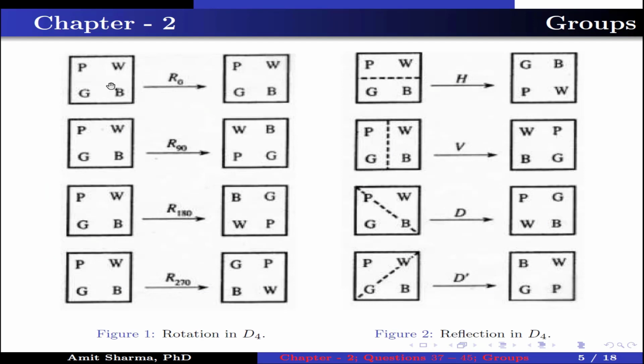Now R0 means rotate the square by angle 0 degrees in the anti-clockwise direction. We get this. R90 means rotate the square by 90 degrees anti-clockwise. We get this. R180 means rotate the square by 180 degrees anti-clockwise. We get this. And R270 means rotate the square by 270 degrees anti-clockwise. We get this. Now H means flip the square by this horizontal line. V means flip the square by this vertical line. D means flip the square by this right diagonal. And D dash means flip the square by this left diagonal.